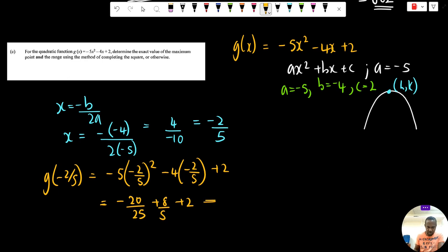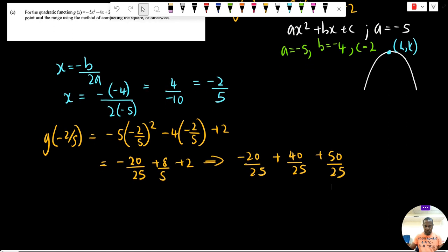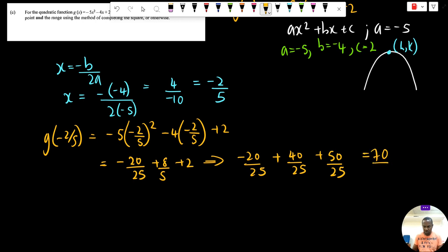Now for the purpose of addition, we're going to write this as minus 20 over 25. 8 over 5 is the same thing as 40 over 25. So what we did there was multiply both numerator and denominator by 5. And then this 2 will be equal to 50 over 25. And so in combining those, what do we get? We get minus 20 plus 40 plus 50, which is 70 over 25, which we can then simplify to give us 14 over 5.